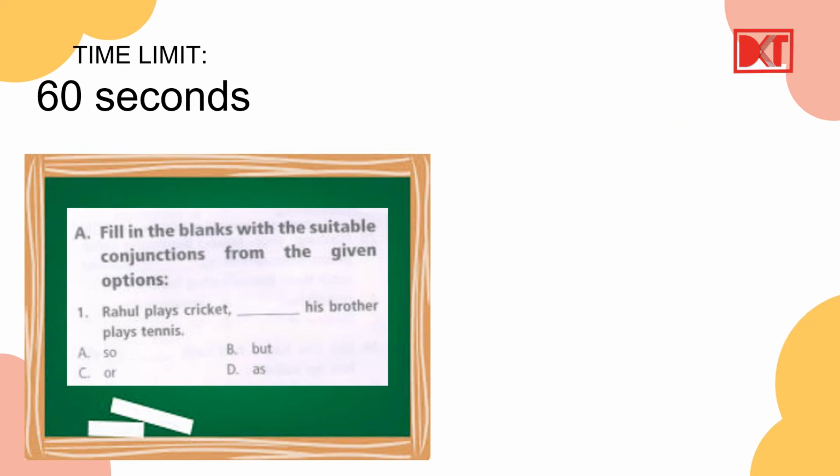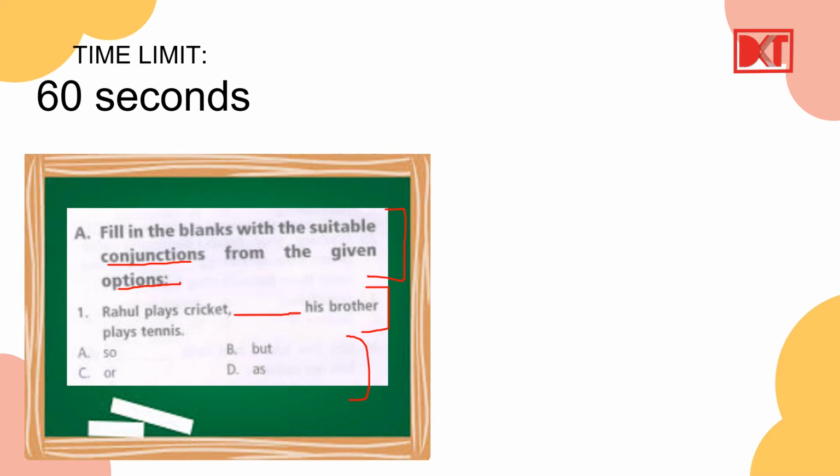Alright, so now let's start with the first category of questions. These say, fill in the blanks with the suitable conjunctions from the given options. We are given a sentence with a blank, and we have to fill in the conjunction. Let's see. Rahul plays cricket dash his brother plays tennis.